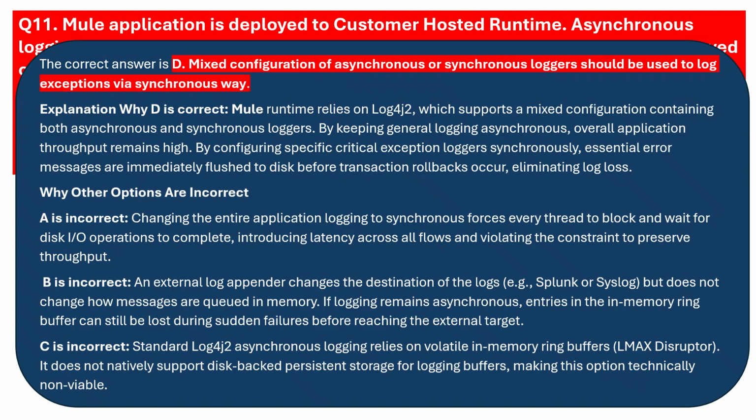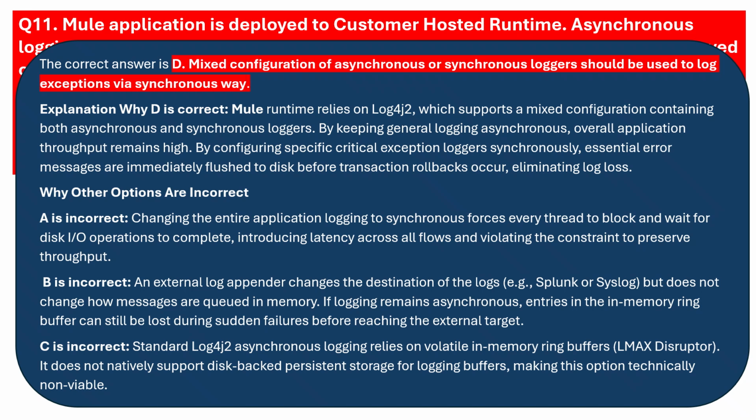The correct answer is D. Mixed configuration of asynchronous or synchronous loggers should be used to log exceptions via synchronous way. Explanation why D is correct. Mule runtime relies on log4j2, which supports a mixed configuration containing both asynchronous and synchronous loggers.